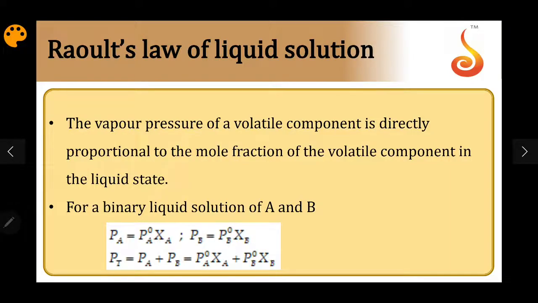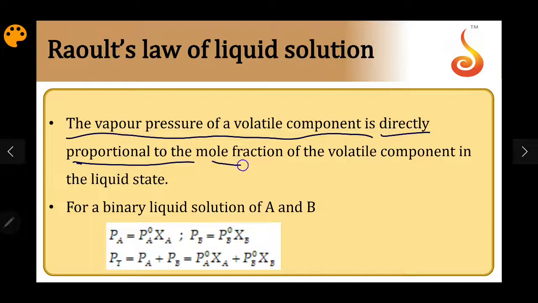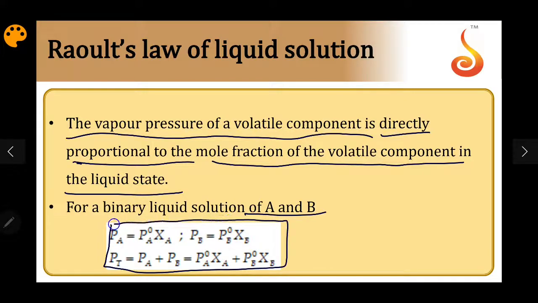So we have Raoult's law for binary liquid solutions. The vapor pressure of the volatile component is directly proportional to the mole fraction of the volatile component in the liquid state. If I take a binary solution of A and B, Pa is the partial vapor pressure of A. So Pa is equal to P naught A XA. P naught A is the vapor pressure of pure component A. XA is the mole fraction in the liquid state. Pb is equal to P naught B XB. So P total, the vapor pressure of the solution, is equal to P naught A XA plus P naught B XB. These are the main important formulae in Raoult's law.